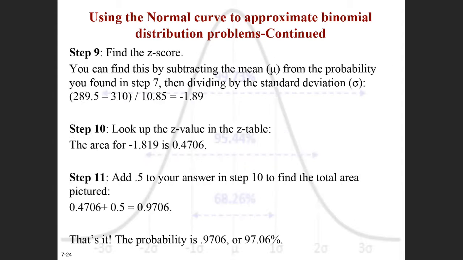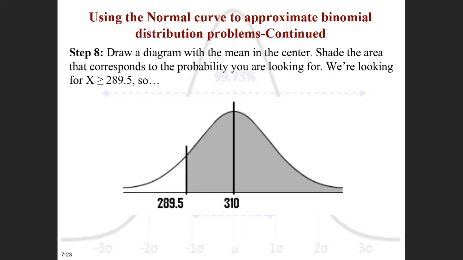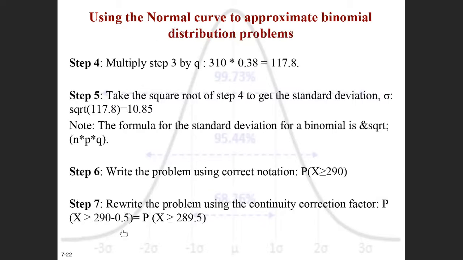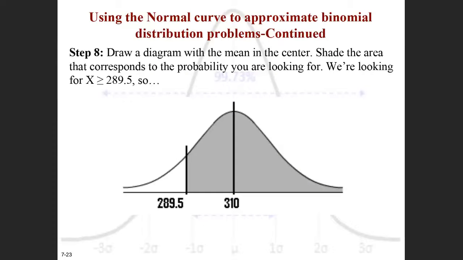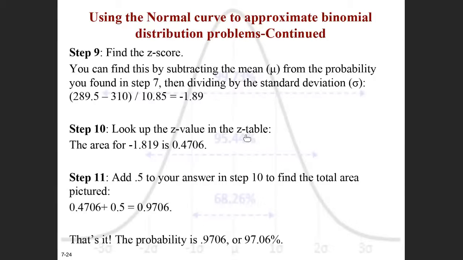All right. So you find the z-score. You find this by subtracting the mean from the value you found in step 7. You can follow this again in step 7. Then dividing by the standard deviation. So 289.5 minus 310 divided by 10.85. The z-score is minus 1.89.